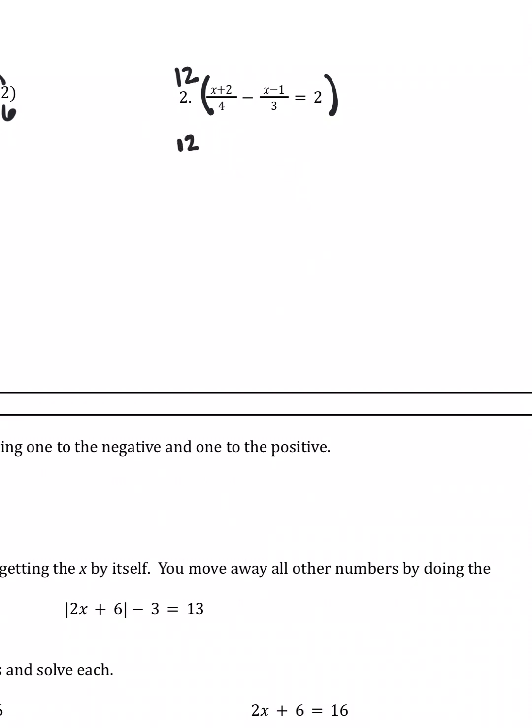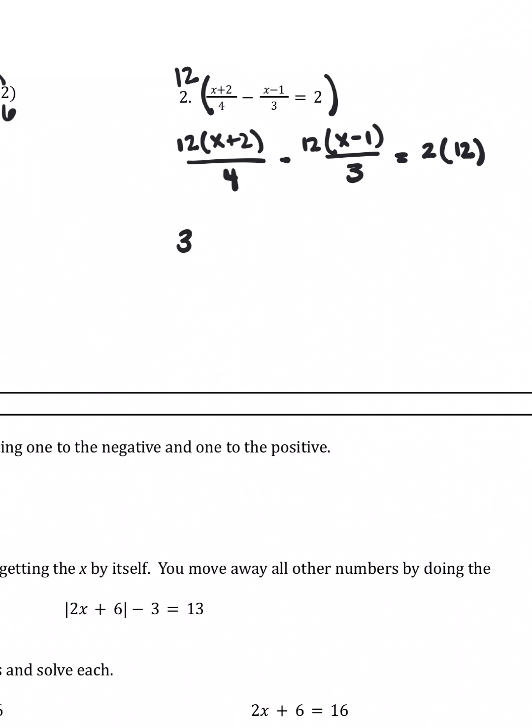So it's really going to have 12 times (x plus 2) over 4 minus 12 times (x minus 1) over 3 equal to 2 times 12. So I just basically multiplied each thing by 12, which I can do as long as I do it to everything. So when I do that, I'm going to simplify this fraction then. 12 divided by 4 is going to give me 3, so I'm going to have 3 times (x plus 2) now. 12 divided by 3 is going to give me 4 times (x minus 1). And then 2 times 12 is going to give me 24.